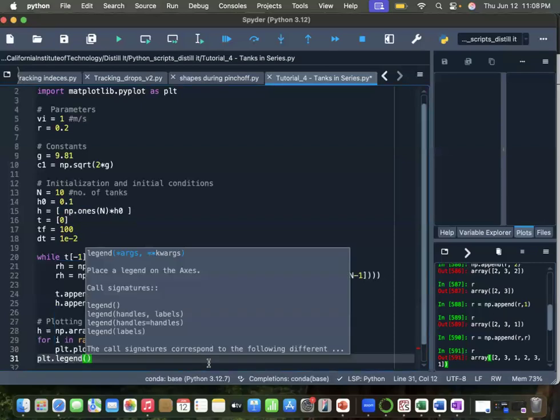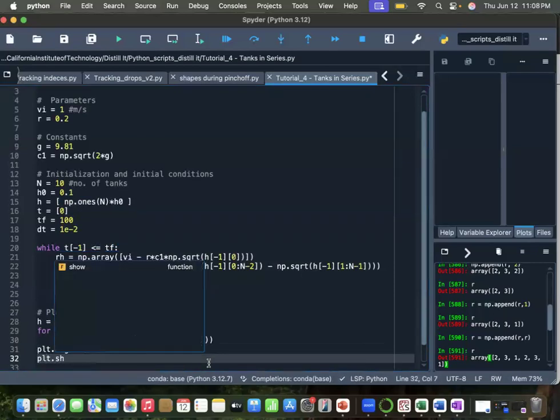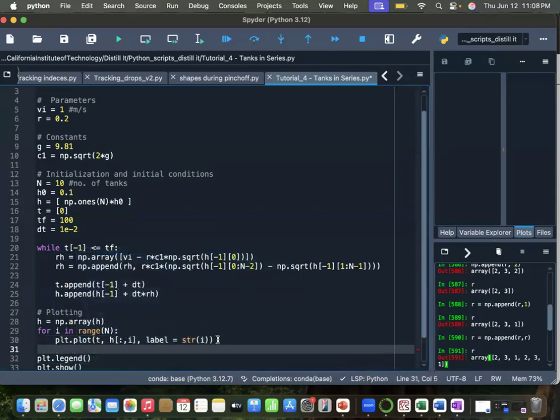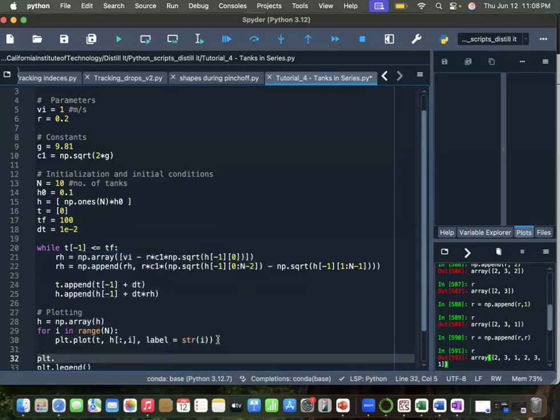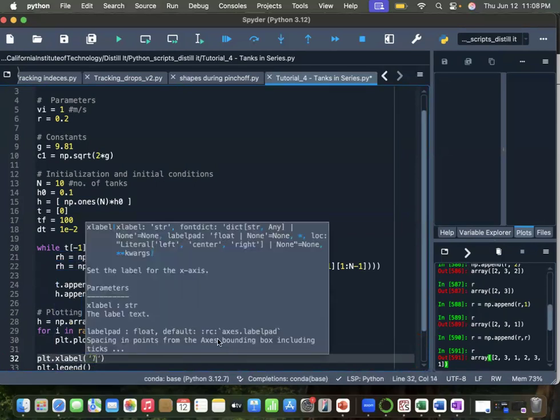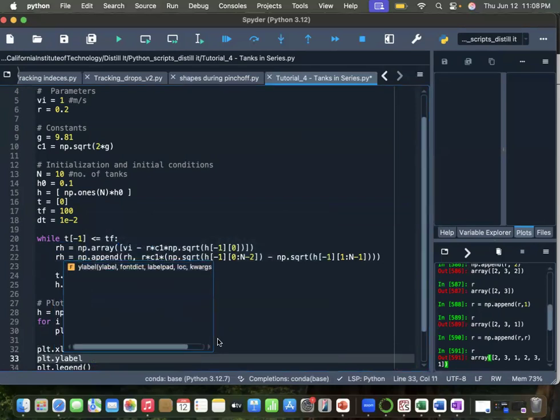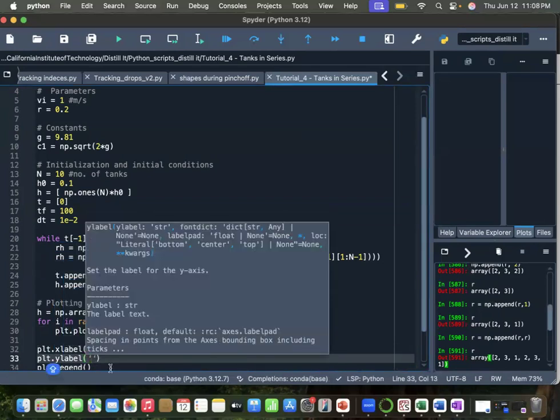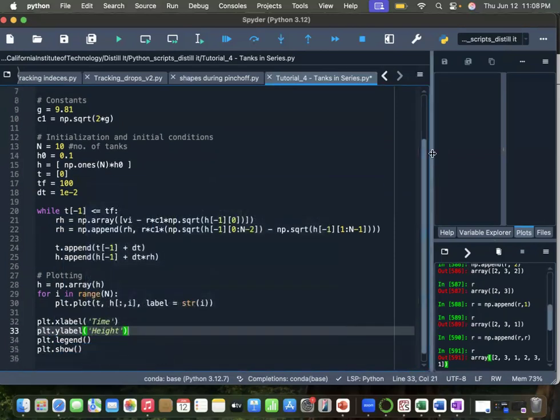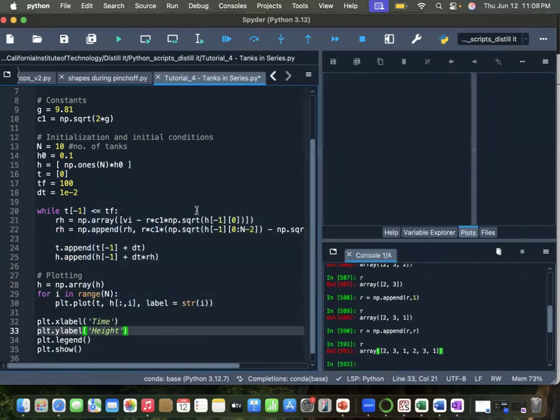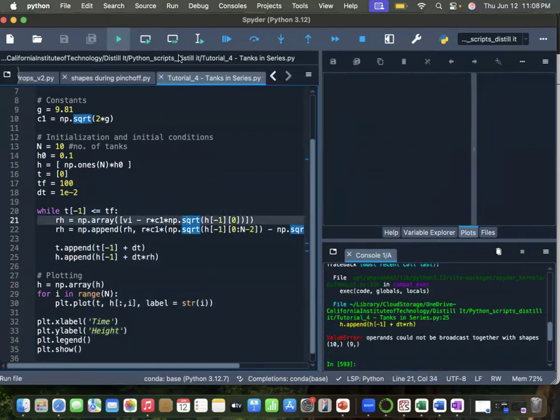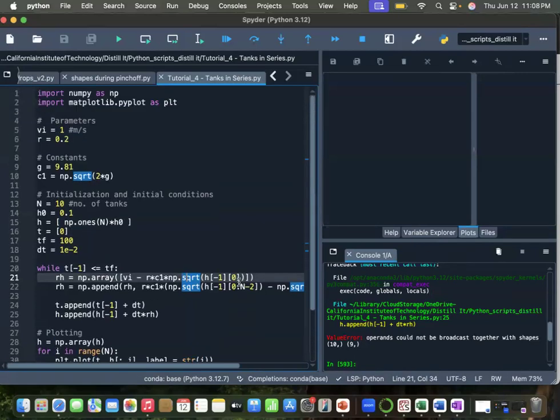plt.legend, plt.show. It would also help to have x and y labels. So plt.xlabel, that's going to be time. plt.ylabel, that's going to be height, right? And that's it. So if we solve this problem, there seems to be an issue.